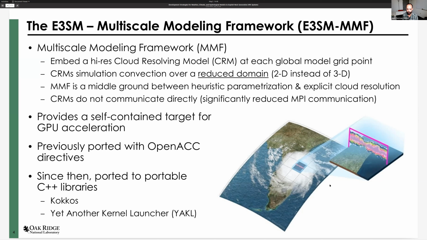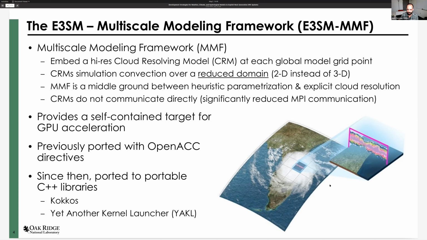So you can think of this as a middle ground between these less accurate heuristic parameterizations for deep convection and full explicit cloud resolution. We do have another project called SCREAM that is doing brute force cloud resolution at about 3 kilometer grid spacing over the entire globe, but clearly they can't run at 2,000 times real time, so their time scales are significantly reduced, probably to the scale of years, maybe a decade.